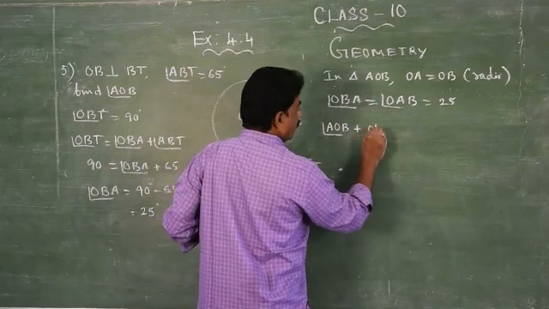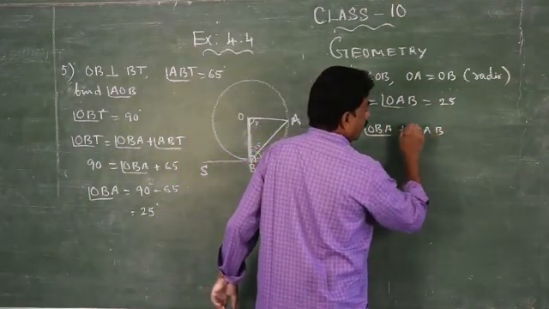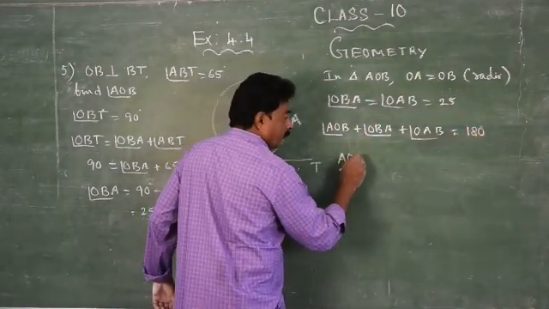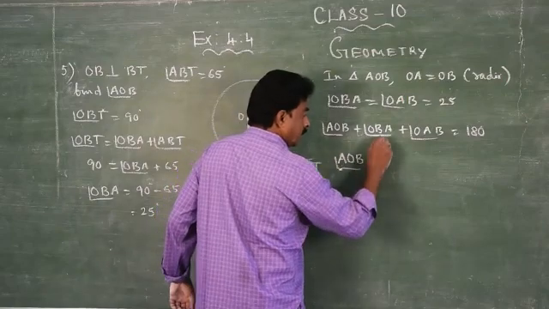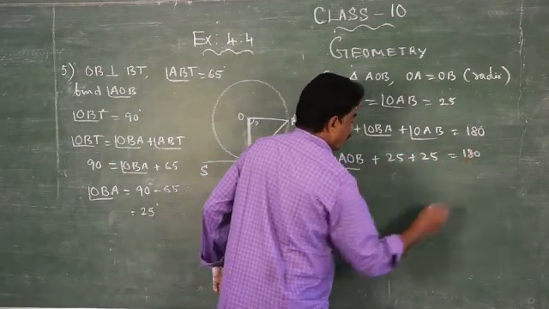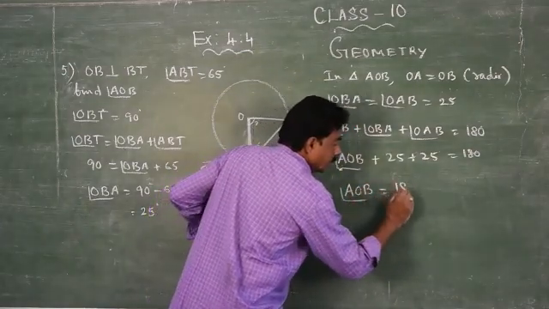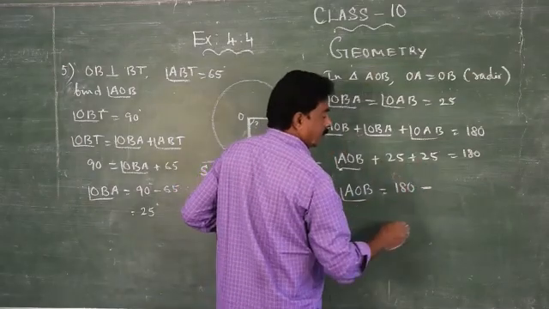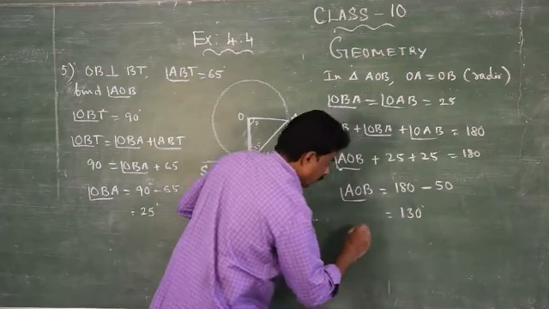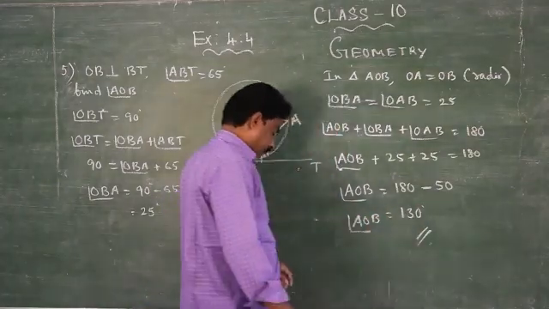Therefore, angle AOB plus OBA plus OAB, the sum of all three angles, is 180. AOB only you have to find. Plus this is 25, this is 25, equal to 180. Therefore, angle AOB is equal to 180 minus 25 plus 25, which is 50. So 130 degrees. So what is the angle AOB? Angle AOB is 130.